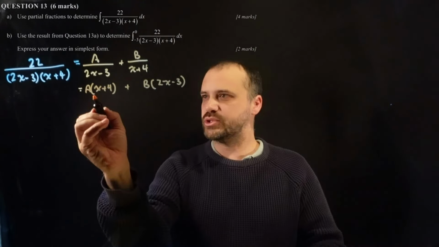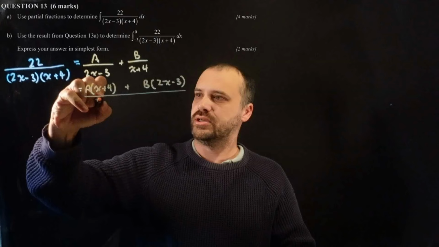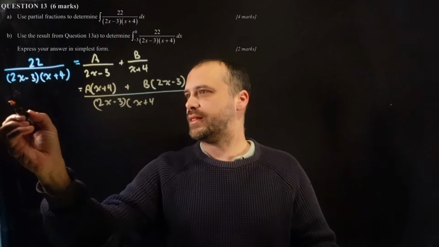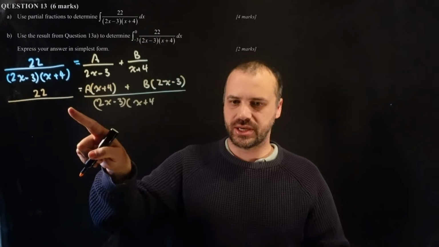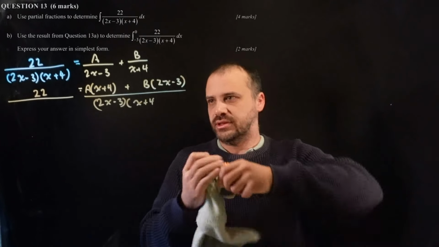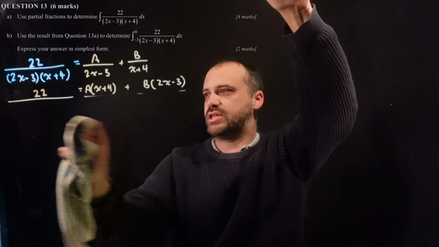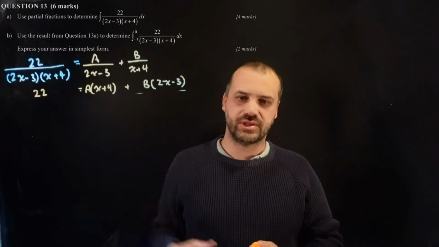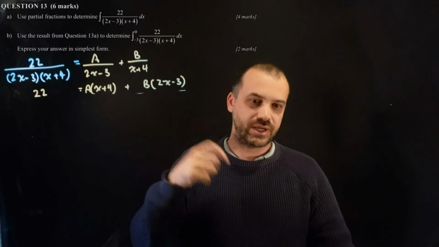Okay, and I'm sort of ignoring the bottom here because hopefully you know how this plays out. You end up with this, 2x minus 3 times x plus 4, and then you end up with the same on the left-hand side, 22, and the same denominator. So you actually don't need the denominators at all, which means that, because partial fractions is such a well-understood technique, we can jump from this line to this line, as long as you know what you're doing. Okay, from here, we need to find the value of a and we need to find the value of b.